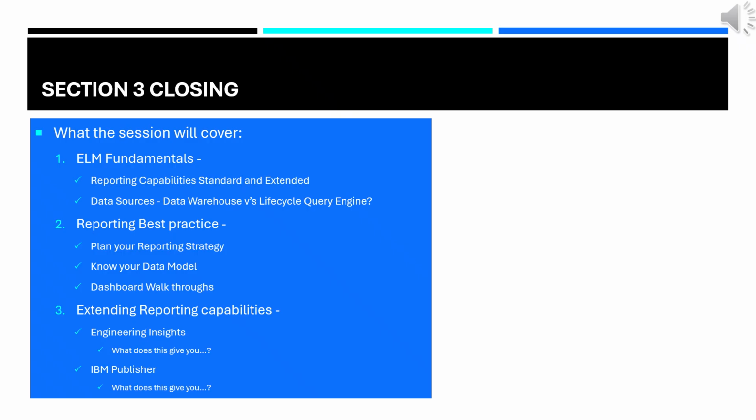We talked about thinking about a data model, planning a reporting strategy, and we had a walkthrough of some demonstration dashboards that I put together on our own ELM tool. And then we took a very brief overview of the extended reporting capabilities that are available either by additional licensing purchases, or, as I mentioned during the session, if you've got tokens, you'll have access to token licensing. You'll have access to those reporting capabilities as well, so they may just need to be installed.